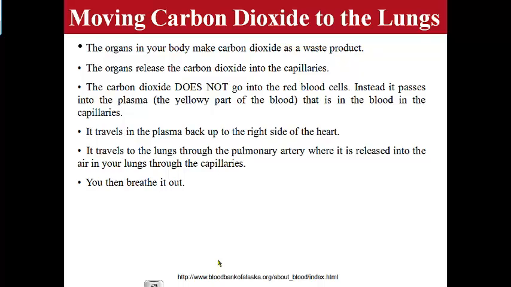And then it travels through your plasma back up to the right side of your heart. It then goes through your pulmonary artery into your lungs. And when that carbon dioxide inside that plasma gets into your lungs, it goes through the capillary walls, out into the air that's inside of your lungs, and you breathe out that carbon dioxide. So basically, carbon dioxide travels through the blood in the plasma, and the plasma takes it back up to the heart, which takes it to the lungs, and it's released when you breathe out.